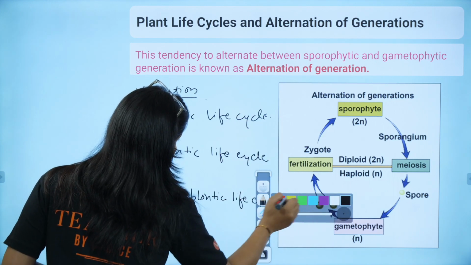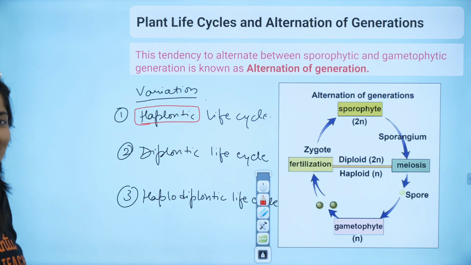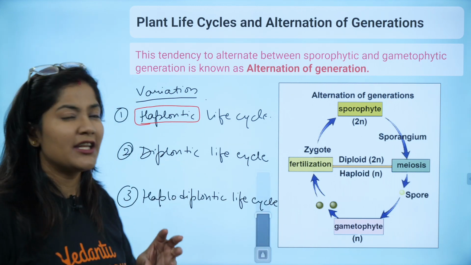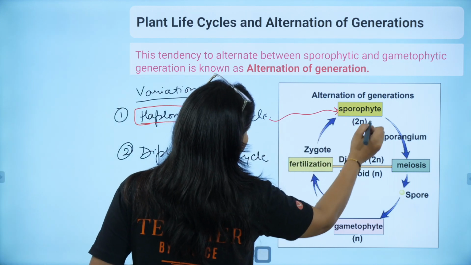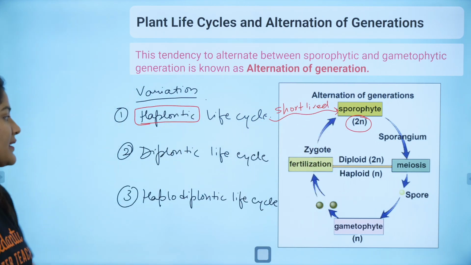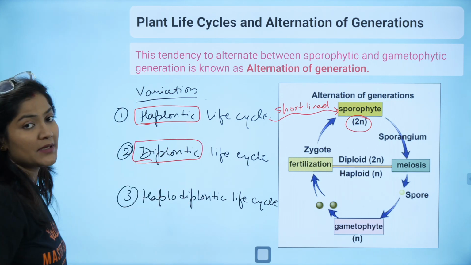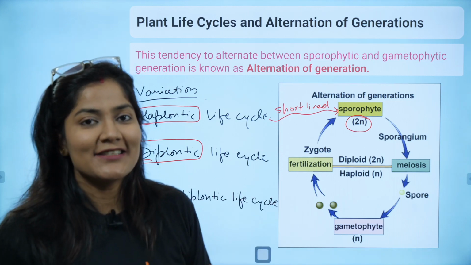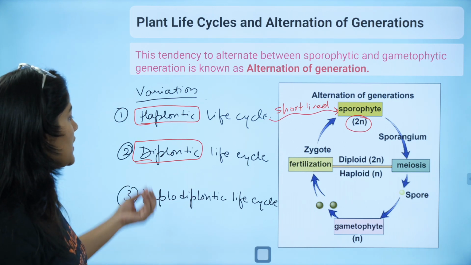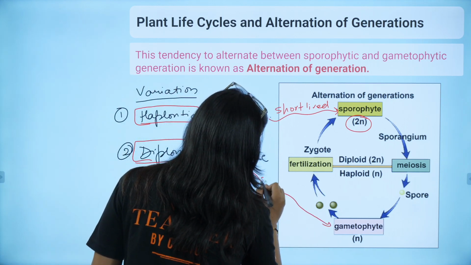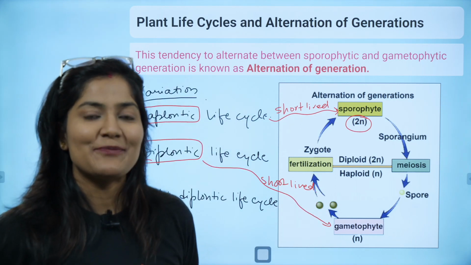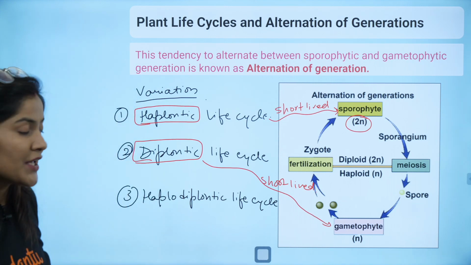The first one that you can read is your haplontic life cycle. Haplontic means there will be mainly presence of your gametophyte, and the sporophyte, which is the diploid phase, is very short-lived, right? Rest everything is going to remain the same. In case of your diplontic life cycle, diplontic means your sporophyte is more dominant, and the plant will be mainly present in your sporophytic phase, whereas the gametophytic phase will be short-lived, right? And in case of your haplodiplontic life cycle, both the gametophytic and the sporophytic phase are long-lived, right?